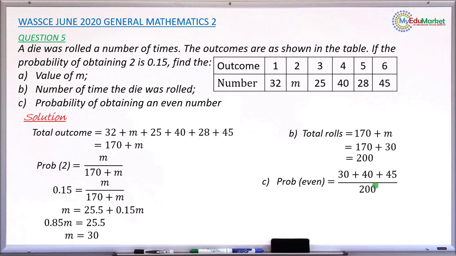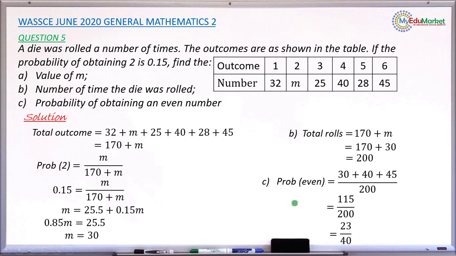So addition of 30, 40, and 45 correctly gives 115 divided by 200. And reducing this fraction to a simpler form, dividing through by 5, gives the answer 23 all over 40. This is the probability of obtaining an even number, and that answers all 3 questions.